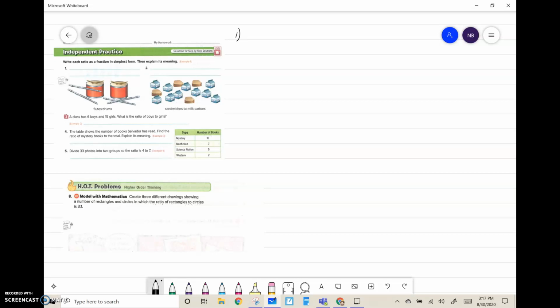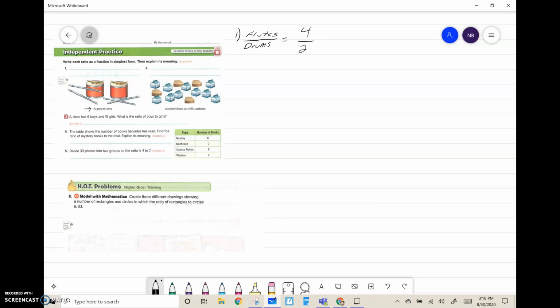we look at each ratio as a fraction in simplest form, then explain its meaning. So the big clue we want to look at is flutes to drums. So flutes is going to be first. So we're going to have flutes over drums. All right, and so what we can do is count that up, and we see that we have 4 flutes over 2 drums.